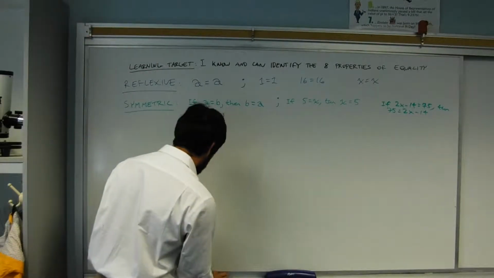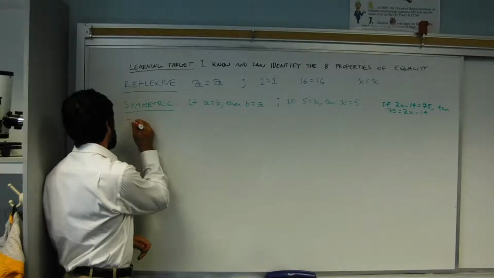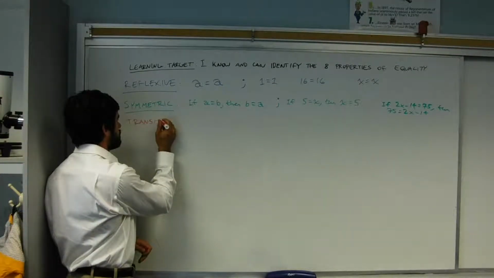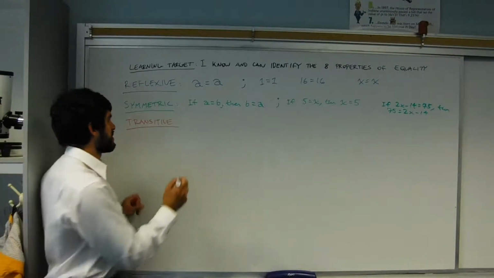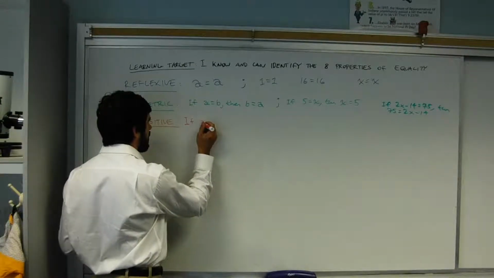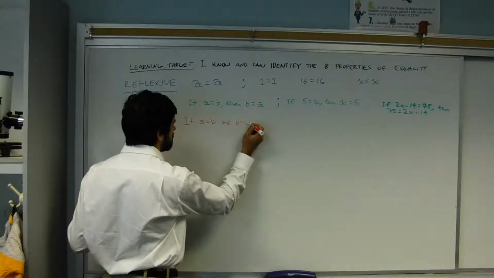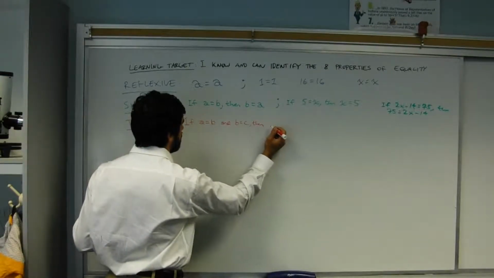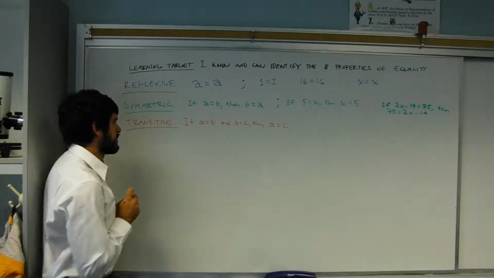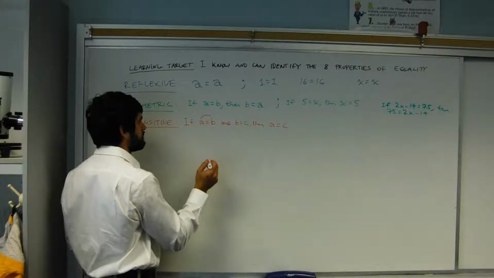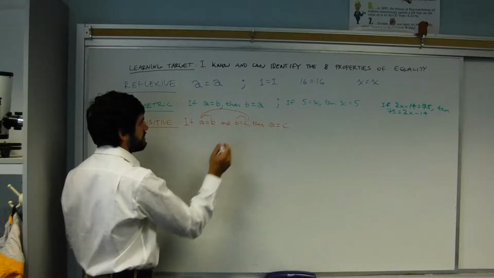Now we're going to jump into looking at ones that are slightly less obvious. We have the transitive property. The transitive property tells us that if A is equal to B and B is equal to C, then A is also equal to C. So if A is equal to B and B is equal to C, then A is equal to C.